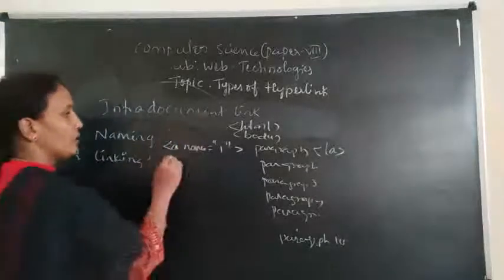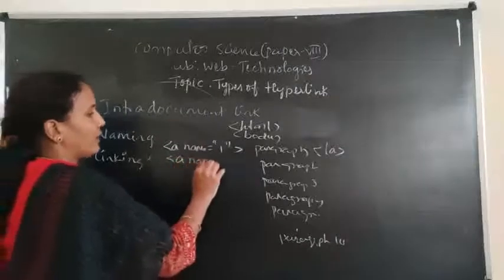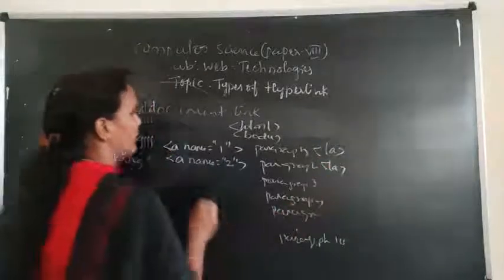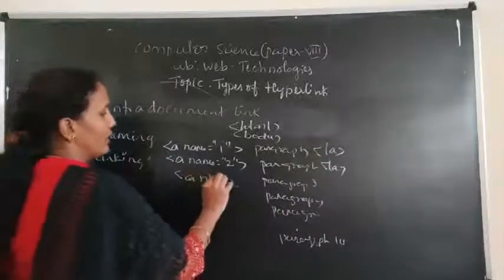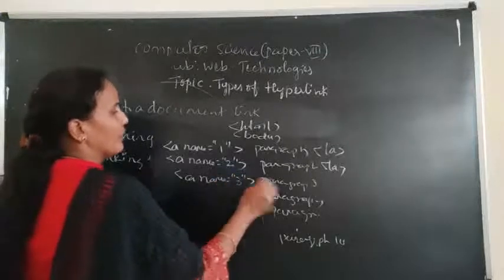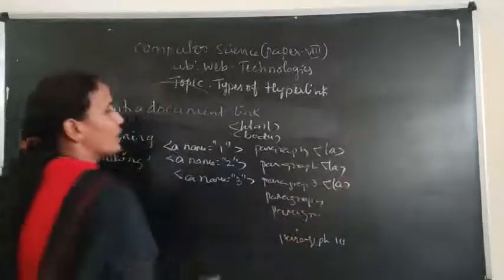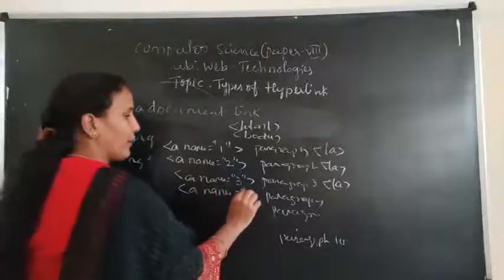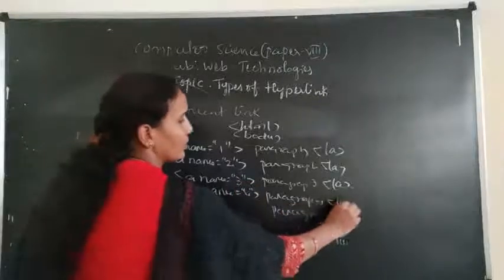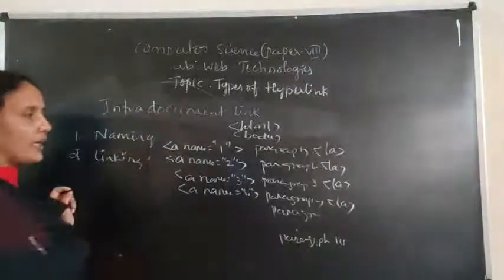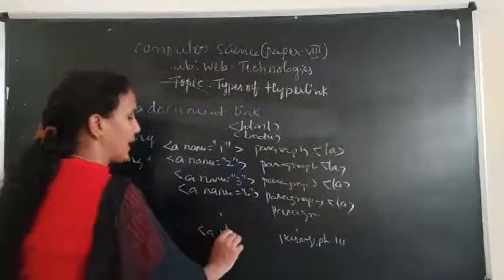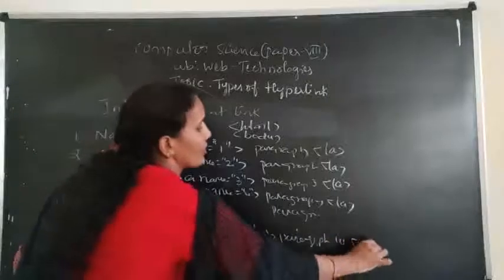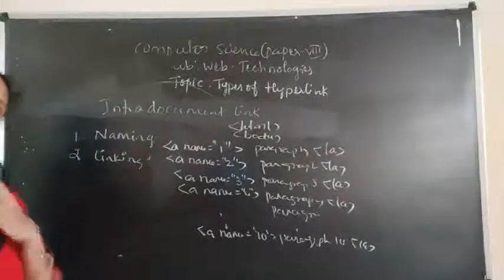Now the second paragraph, anchor tag, name equals to 2, and closing anchor tag. Third one, name equals to 3, and I am closing the anchor tag. Like this, for each and every paragraph, I am giving a name. So I have given names to 10 paragraphs. Name equals to 10, and I am closing this. So now paragraphs are ready with the names.